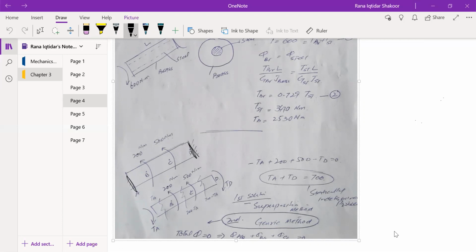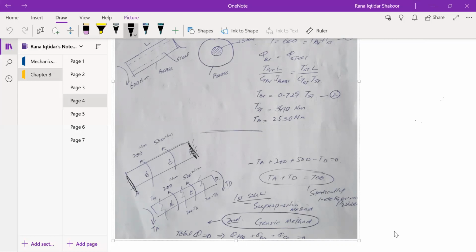There are two methodologies. One is the superposition method and another one is the generic method. I discussed the generic method in detail, right? That we will remove these two fixed supports, and then we have counterclockwise 200 and 500 Newton meter torque applied at points B and C, so it will cause clockwise TA and TD at the supports or the fixed points, that is A and D over here.